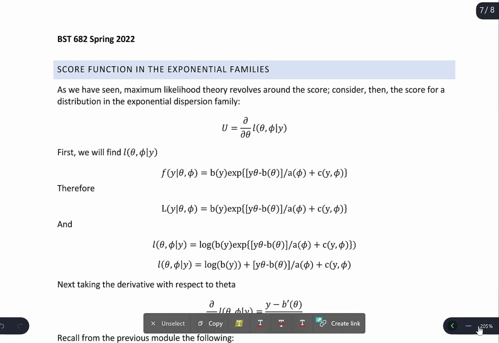All right, so we talked about the score function when we looked at MLEs. Now let's talk about the score function for exponential families, and we're going to see why that b of theta is useful. So as we've seen, maximum likelihood revolves around the score. So consider then the score for a distribution in the exponential dispersion family. And so we know that the score is going to be equal to the derivative of the log likelihood.